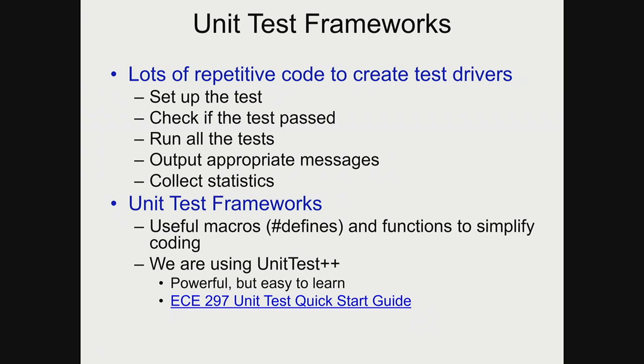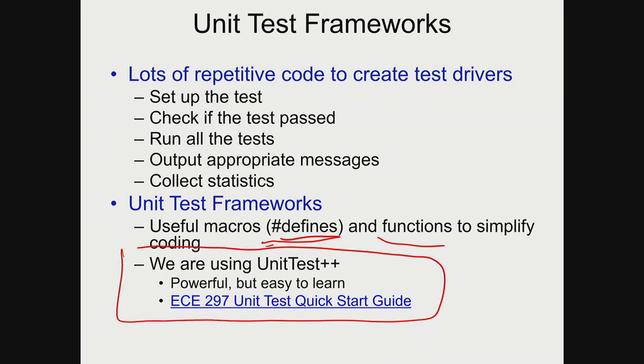But because it tends to be kind of similar in different programs, there are things called unit test frameworks which kind of make this less tedious. So what are they? They're macros, which is this hashtag define, functions, classes, so basically constructs in C++ that have been pre-written to simplify coding. We're using a particular unit test framework called Unit Test++. It's a fairly powerful unit test framework. It lets us do things while writing less code, but it's fairly easy to learn. If you want to learn more about how it works, you read our quick start guide on it.